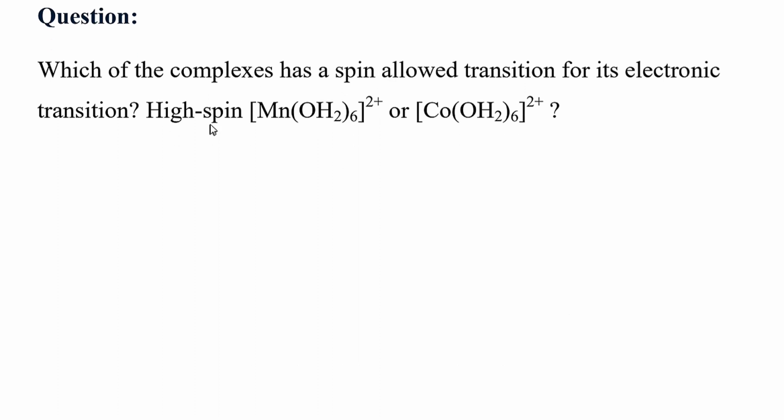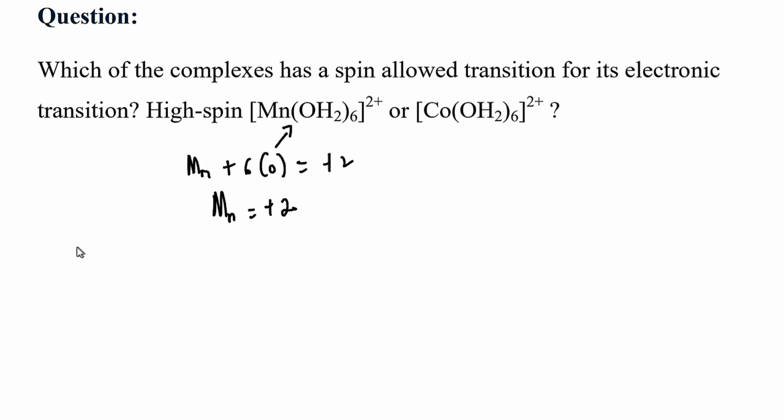So now let's look at this question. Which of the complexes has a spin allowed transition for its electronic transition? Basically, the first thing you need to do is to calculate the oxidation number, right? Looking at this, we have Mn plus 6 times 0 to give plus 2. So we have the Mn to be plus 2.